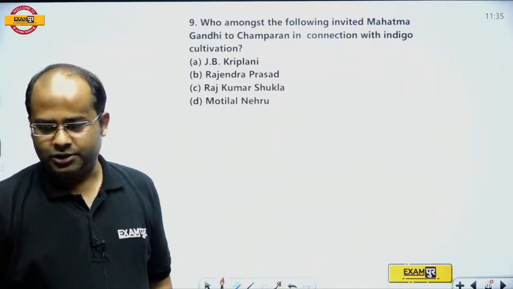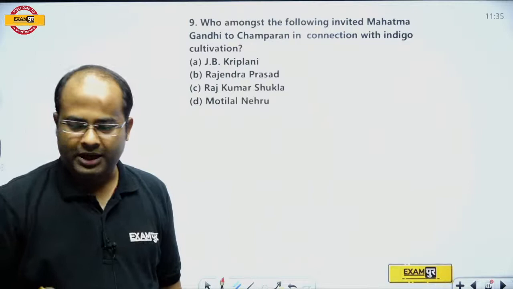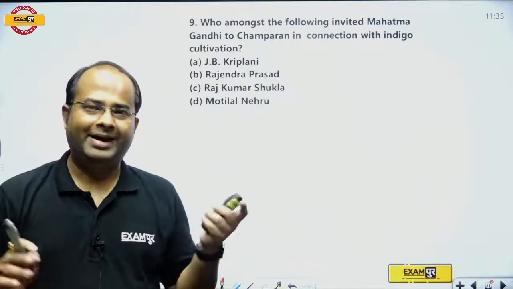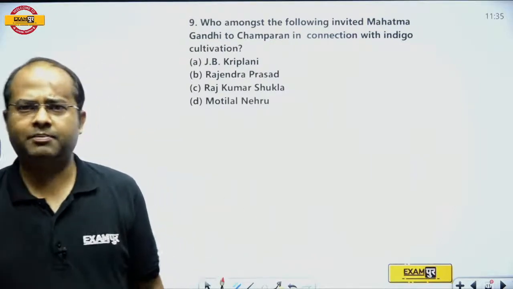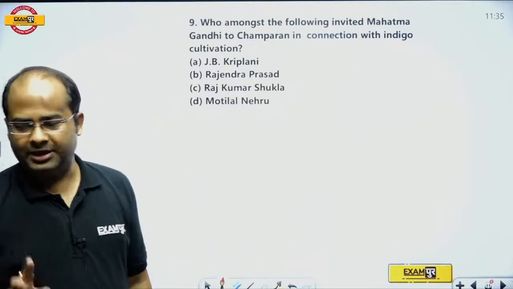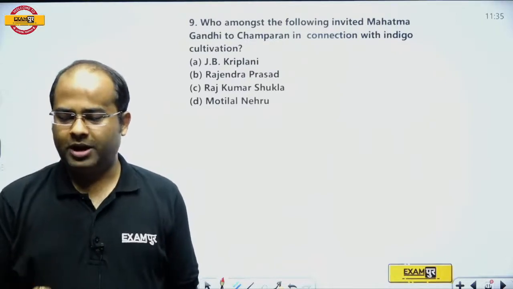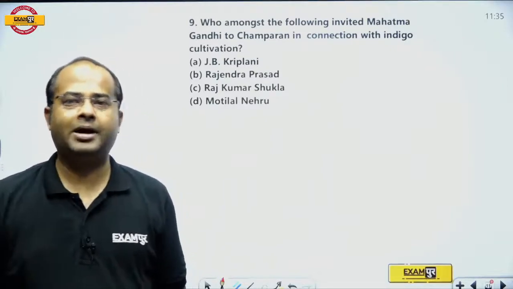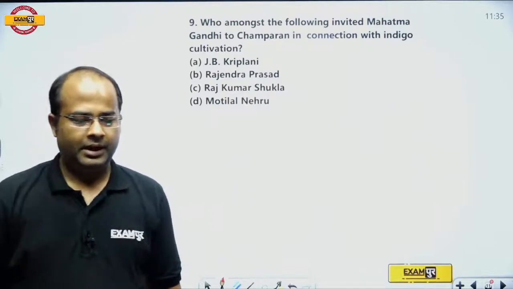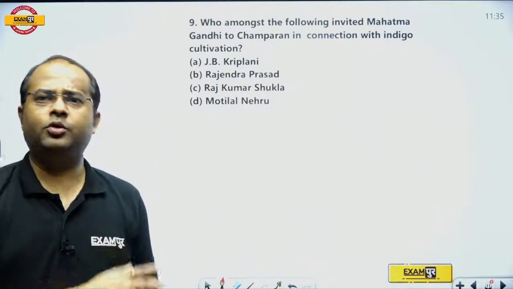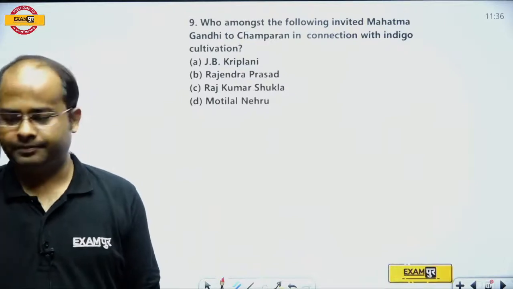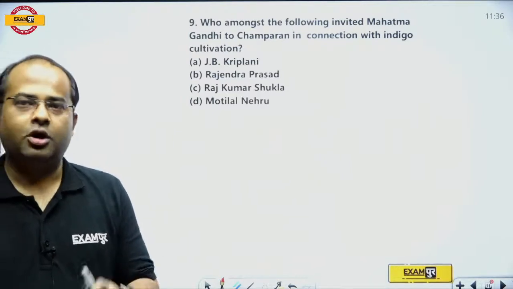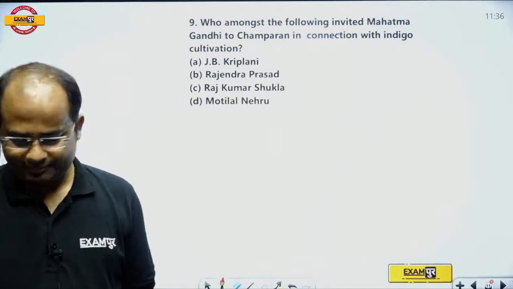Now, guys, come to the next question: who among the following invited Mahatma Gandhi to Champaran in connection with indigo cultivation? Who invited Mahatma Gandhi to Bihar for the Champaran movement? Is it JB Kriplani, Rajendra Prasad, Rajkumar Shukla, or Motilal Nehru? It's an easy question, guys. Most of you know the name of that person who invited Gandhiji. And this question once came in BPSC. They asked the name of the village of that person.